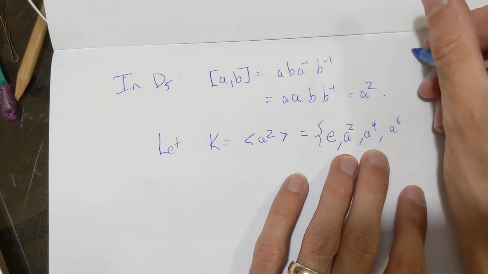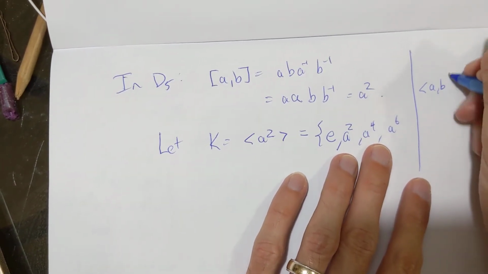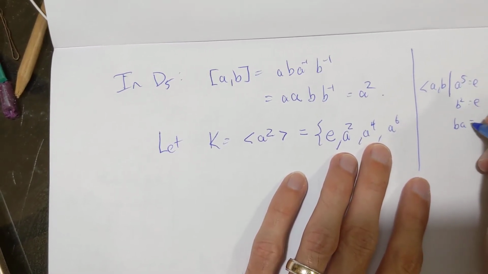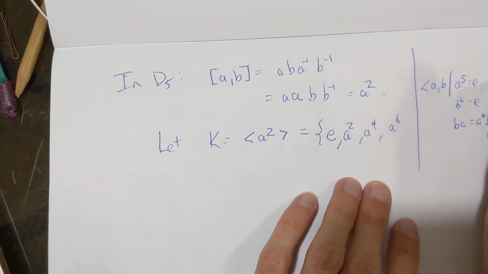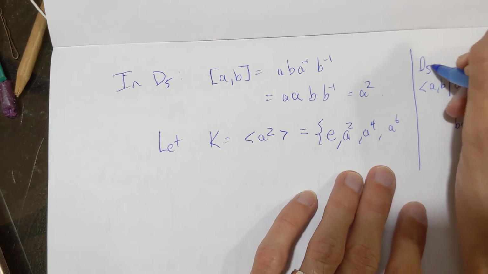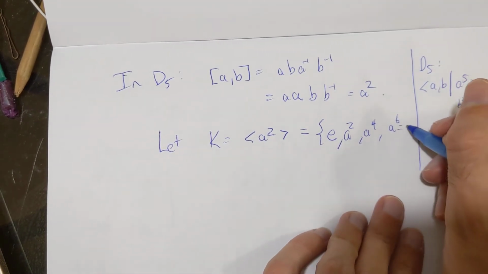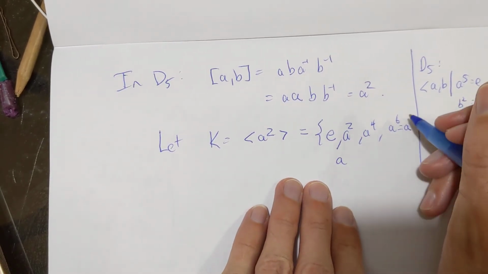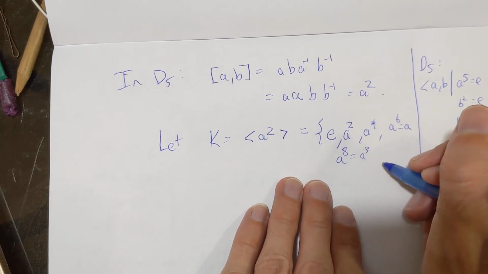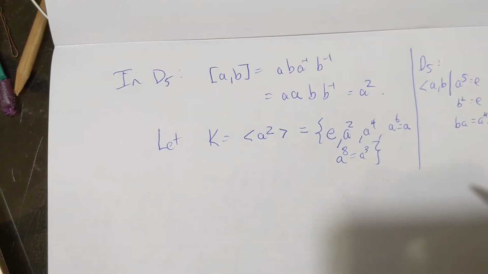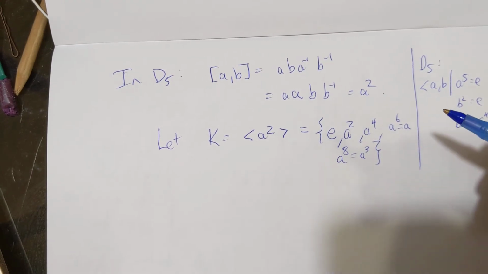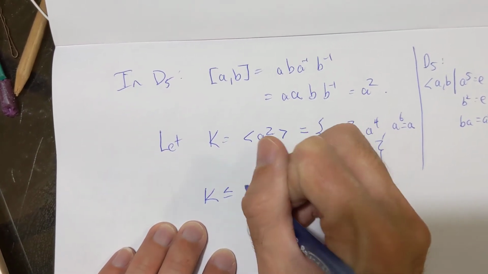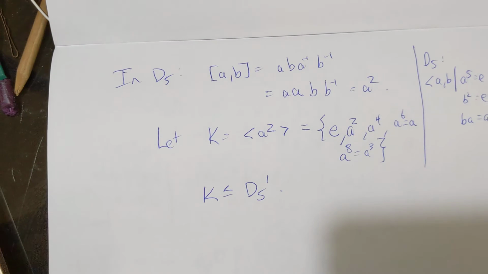Since we're in D5, let me just remind you, D5 is generated by A and B. A to the 5th is the identity, B squared is the identity, and of course BA is now A to the 4th B. That's D5. Now A to the 6th is just A to the 5th times A, which is A. Then A to the 8th is just A cubed, and A to the 10th is just E. So we just have these 5 elements in K. Since A squared is a commutator, automatically K is a subgroup of the commutator subgroup of D5.